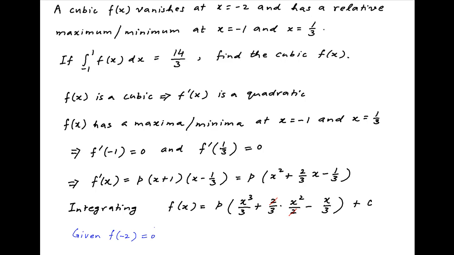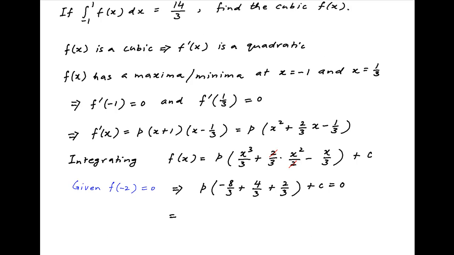Now we are given that the function f(x) vanishes at x = -2. Therefore, f(-2) = 0, which implies that p times (-8/3 + 4/3 + 2/3) + c = 0. In other words, -2p/3 + c = 0, and so c = 2p/3. Let's call this result 1.